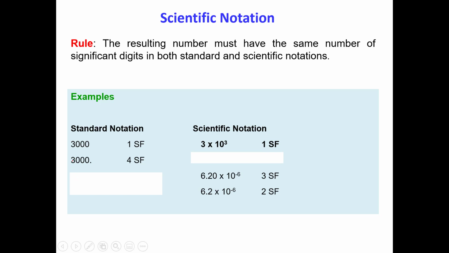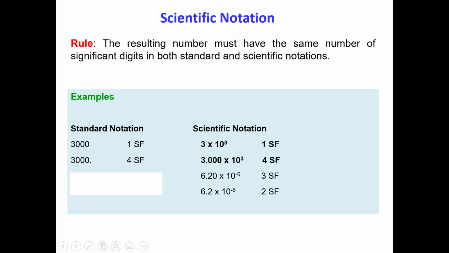In this case we have 4 significant digits, and we must write this number with 4 significant digits if we need to write it in scientific notation. Then in this case it will be 3.00 × 10 to the power 3. Yes, we have 1, 2, 3, 4 significant digits.